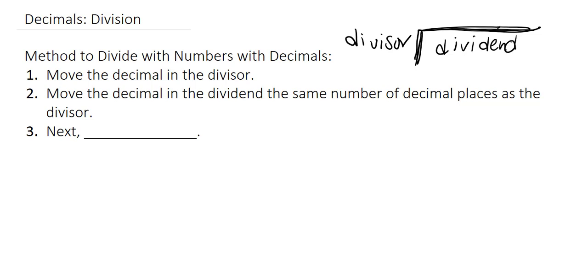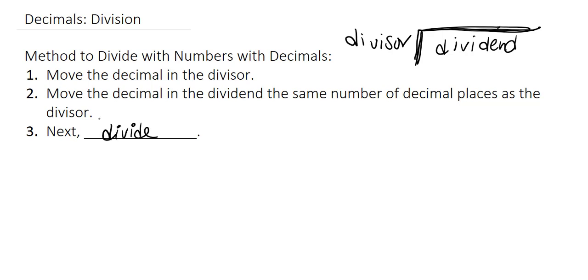So if our divisor has a decimal, we're going to move the decimal so it no longer has one. Step 2 will be to move the decimal in the dividend the same number of decimal places as the divisor. And then next we're going to divide.